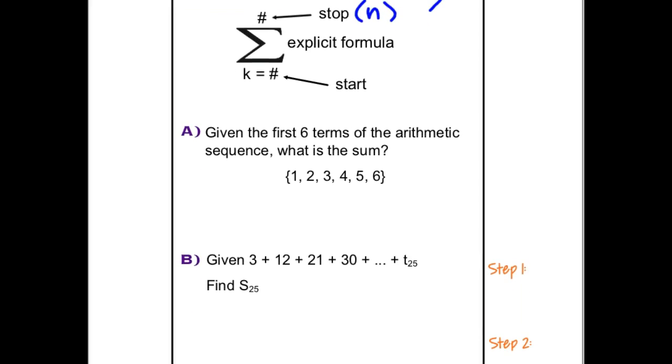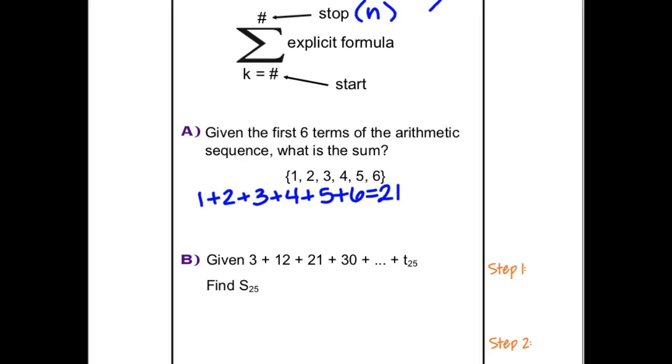Started off easy with A. We have the first 6 terms in this arithmetic sequence, 1, 2, 3, 4, 5, 6. What is the sum? Yes, absolutely. If you want to go 1 plus 2 plus 3 plus 4 plus 5 plus 6, which 1 plus 2 is 3, 3 plus 3 is 6, plus 4 is 10, plus 5 is 15, plus 6 is 21. Absolutely. Well, what happens if, for instance, in example B, we go to the 25th term?